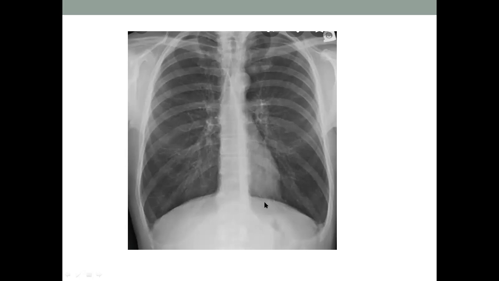The other sign is flattening of the diaphragm. The diaphragm is flat. The curve is not present. In a normal patient, there will be a curved diaphragm. So these are signs of COPD on chest X-ray. This is a spirometry image. This is an obstructive pattern because asthma and COPD are obstructive airway diseases. And this is called dog leg appearance in emphysema.